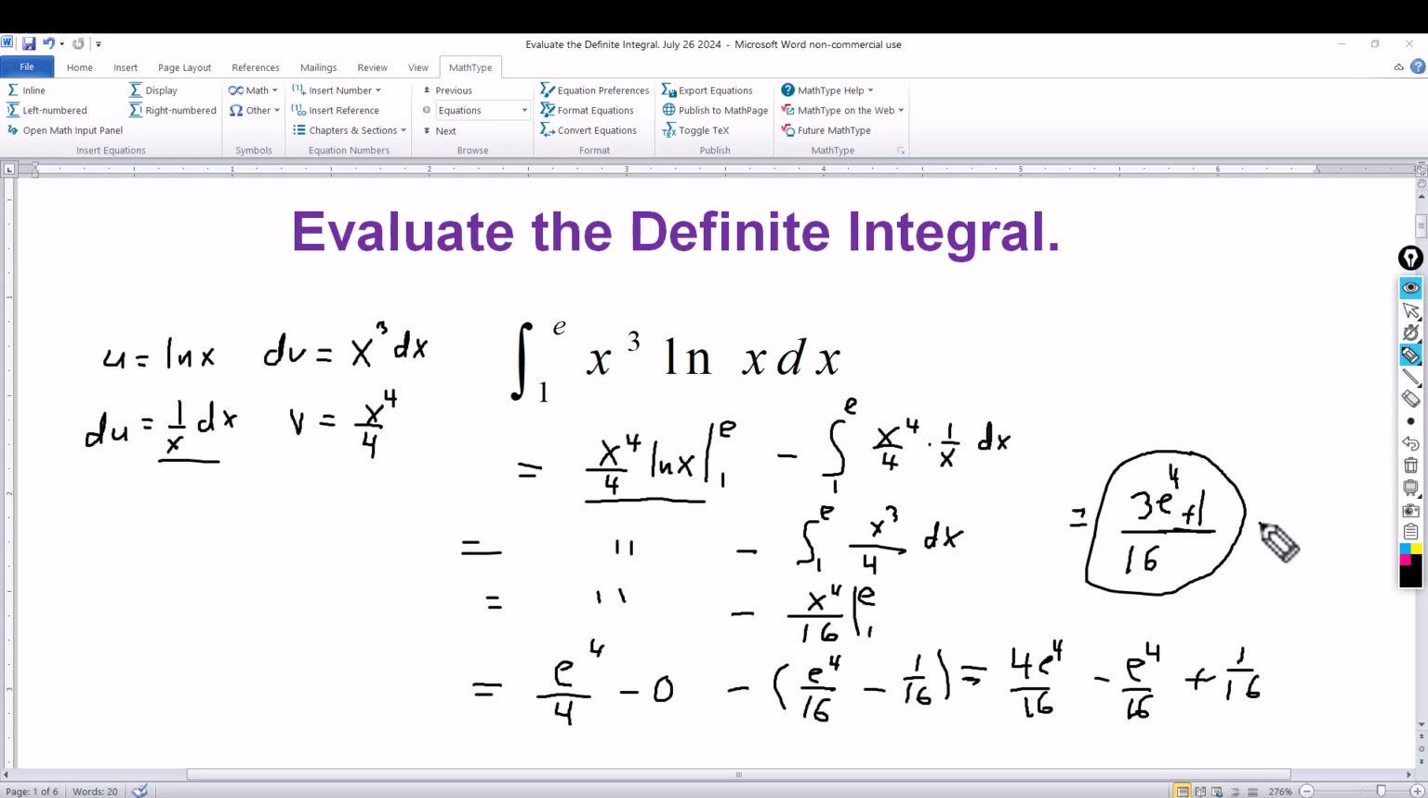Now if they want an approximation, you can use your calculator, and this would be, say, to one decimal place, 10.3. It comes out to something like 10.2996, rounded to one place. So this is your exact answer, and this is an approximation to one decimal place.